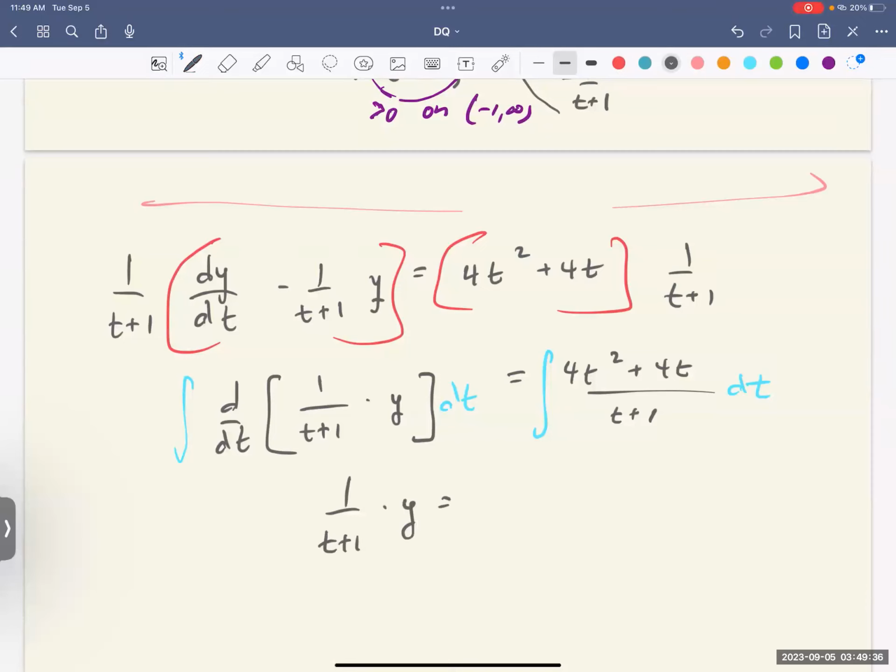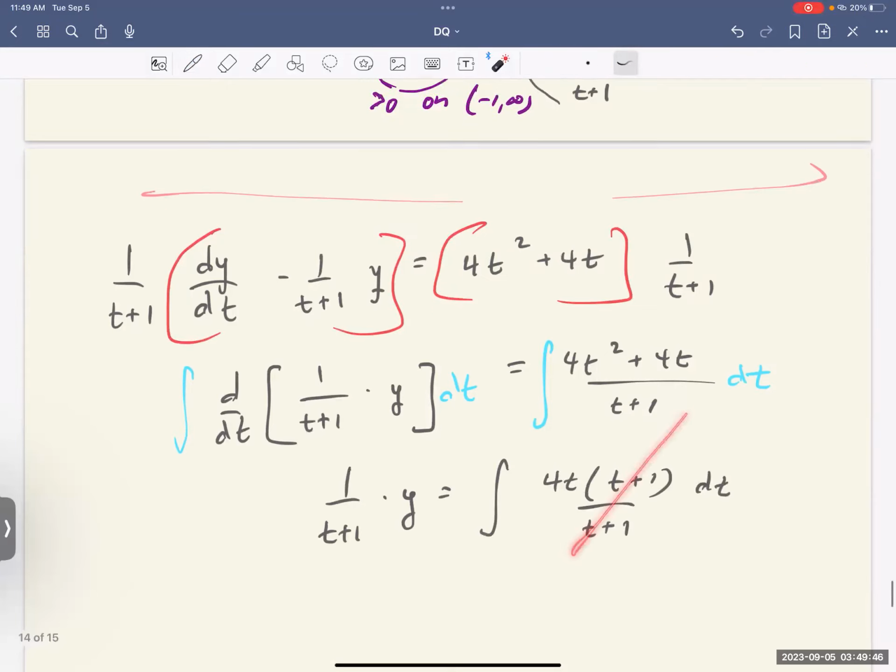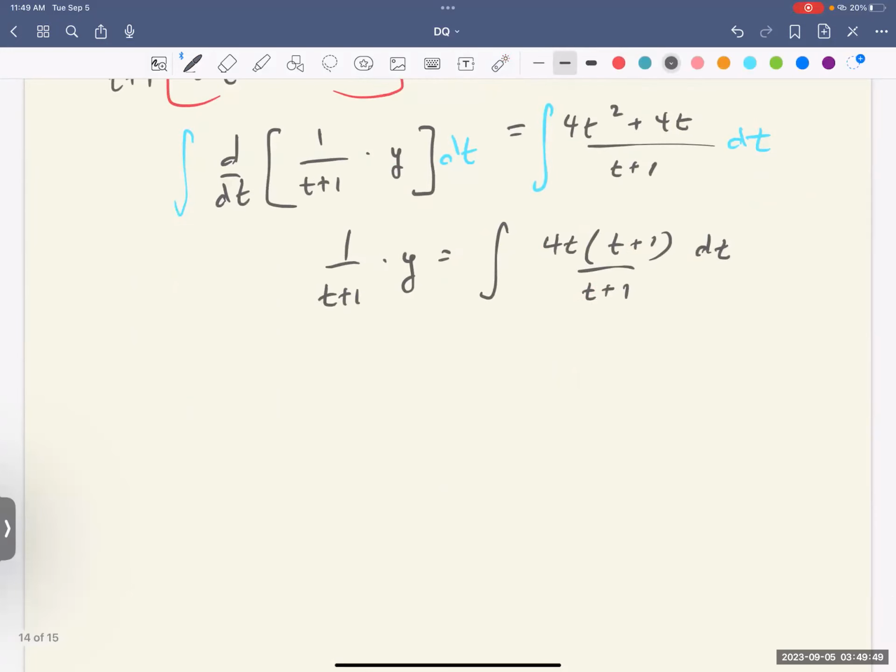Right side, we're going to factor out some things. For 4t, that would leave us with t plus 1 over t plus 1. These cancel the t plus 1s. So 1 over t plus 1 times y is equal to, we're just doing the integral of the 4t. So that's going to be 2t squared plus a constant. Maybe let's solve for y now. Y would be 2t squared plus c times the t plus 1.